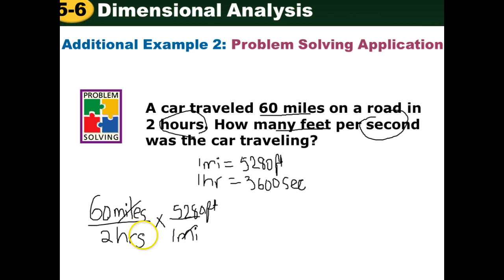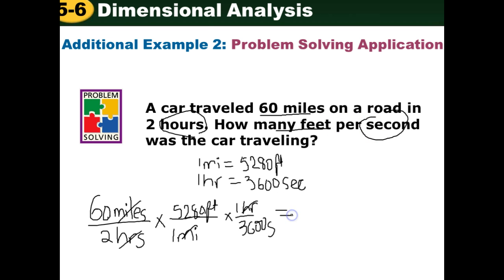Now, the next thing we need to get rid of is this hour. Remember, we need it in seconds. So, times. Now, this time hours is at the bottom, which means if I need to get rid of it, I need to put in the conversion factor, I need to put 1 hour on top, and 3,600 will be at the bottom, seconds. So now clearly the hours cancel each other out. If we look at the units that I have left, I have only feet per second, which was what the question was asking me to do.